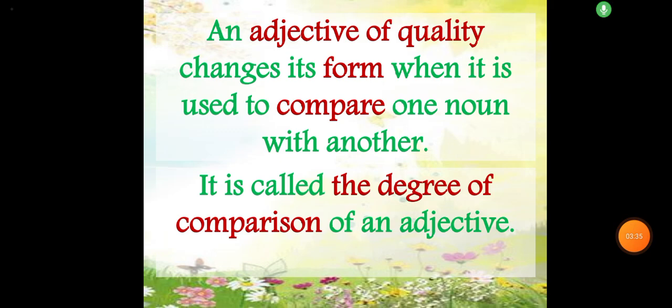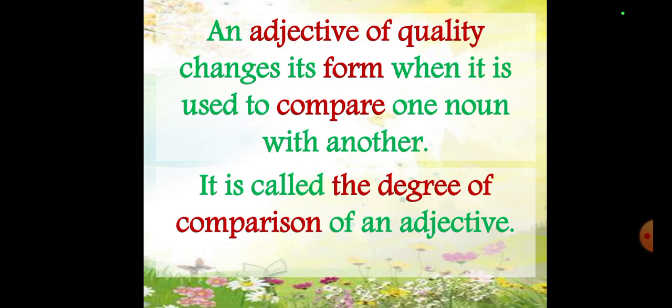Now I have the definition of an adjective. An adjective of quality changes its form when it is used to compare one noun with another. So whenever we are comparing nouns, we have to compare the forms of the adjectives also.